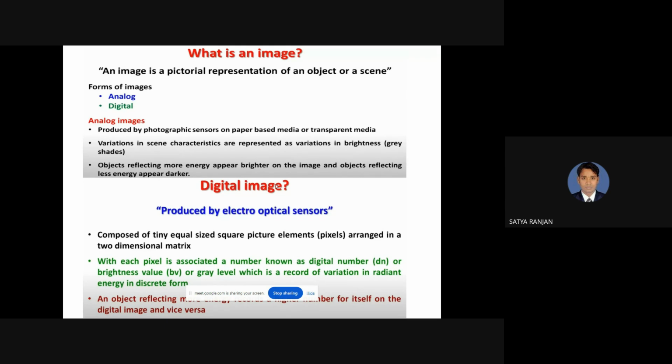There are two forms of images: analog and digital. An analog image is produced by a photographic sensor on paper-based or transparent media, so it is basically the hard copy of the image. Variations in scene characteristics are represented as variation in brightness, so there are different gray shades. Objects that reflect more energy appear brighter on the image, and objects reflecting less energy appear darker.